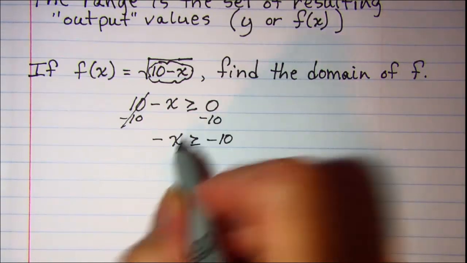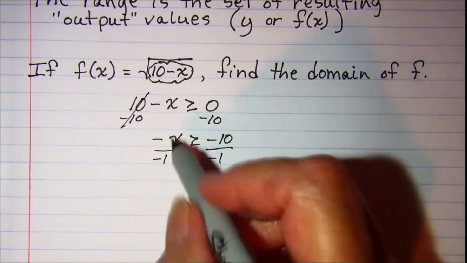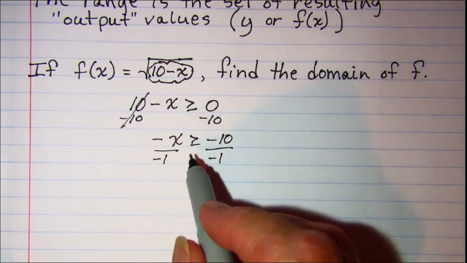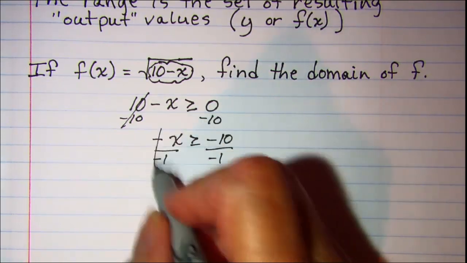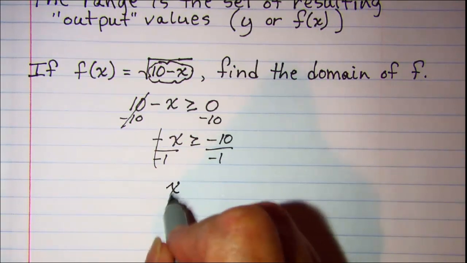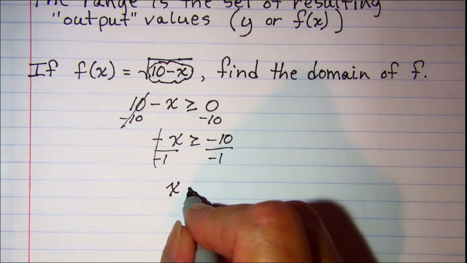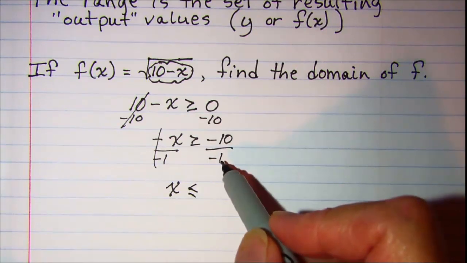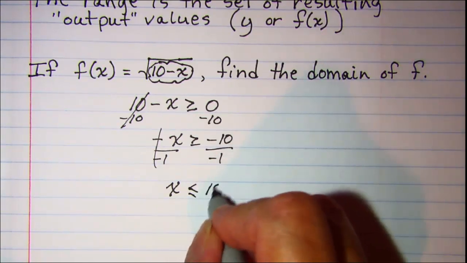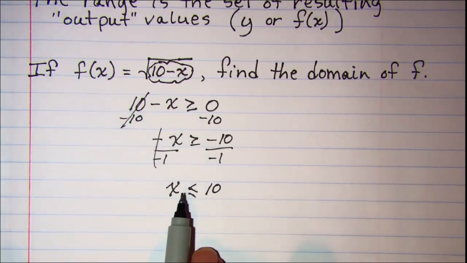Now to get the x by itself, let's divide both sides by -1. Recall that when you divide or multiply by a negative number, you have to change the direction of this inequality. So these negatives will cancel, and I have x, but then instead of greater than or equal to, I'm going to change that direction and make it less than or equal to. And then -10 divided by -1 is 10. So the domain for this function is any x that's less than or equal to 10.